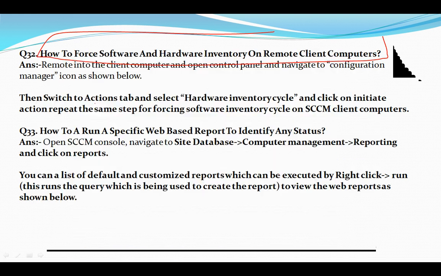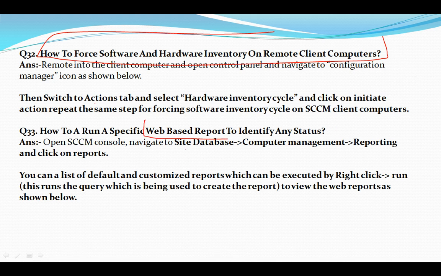So same thing you will be able to do in your SCCM client. Now next question, guys: how to run a specific web-based report to identify any status. You want to check or identify a status, but it is a web-based report. So again you need to open the SCCM console, navigate to site database, computer management and reporting, and you will have one option, reports.